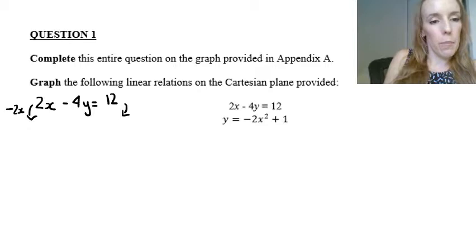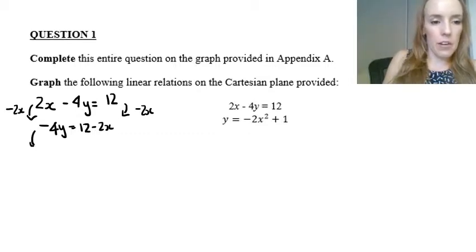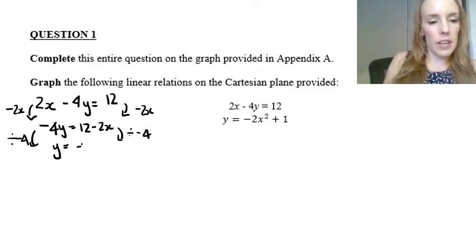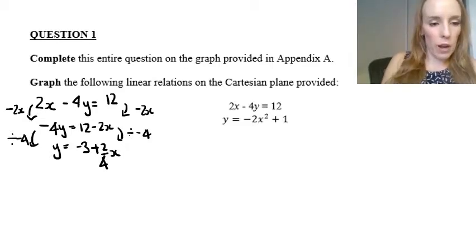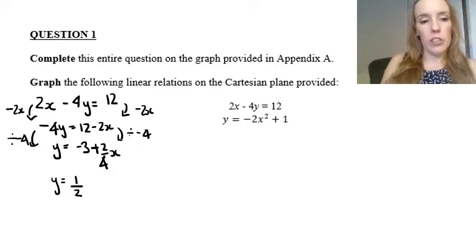So I'm going to take 2x from both sides. So that leaves with negative 4y equals 12 take 2x. Then I'm going to divide by negative 4. So y equals negative 3 plus 2/4 x, and then I'm going to rearrange that just so we have that y equals mx plus c kind of way of writing it. So y equals 1/2, I'm going to simplify my fraction as well, x take 3. And from there I'm going to substitute my values in to draw up a table.